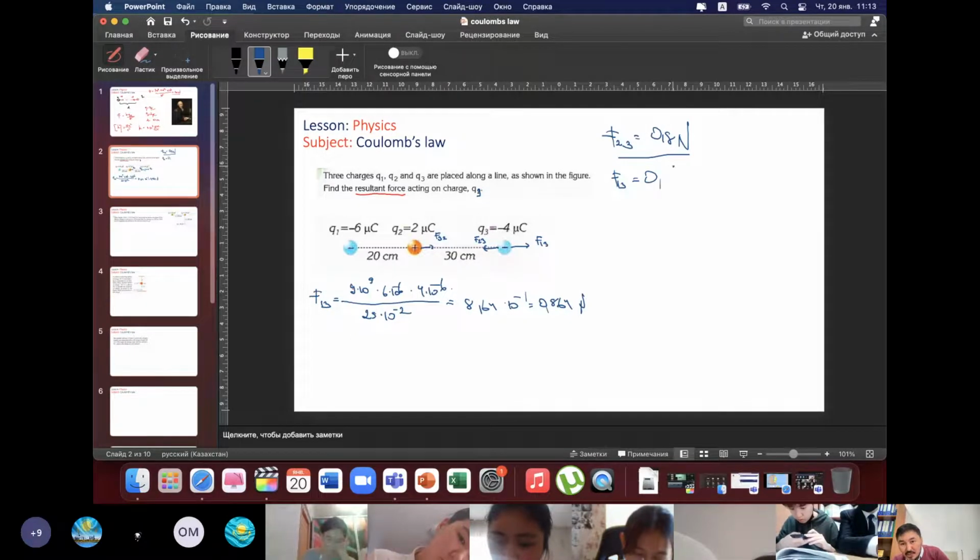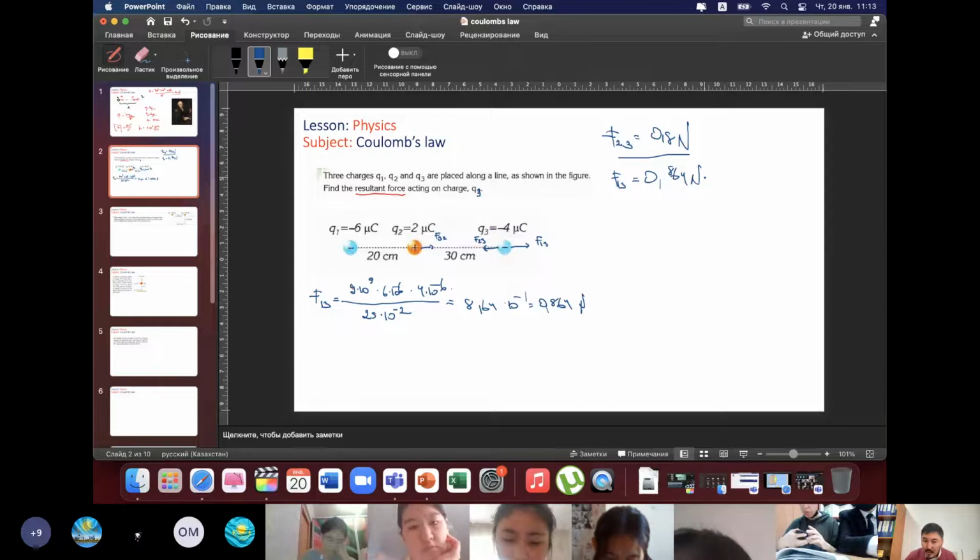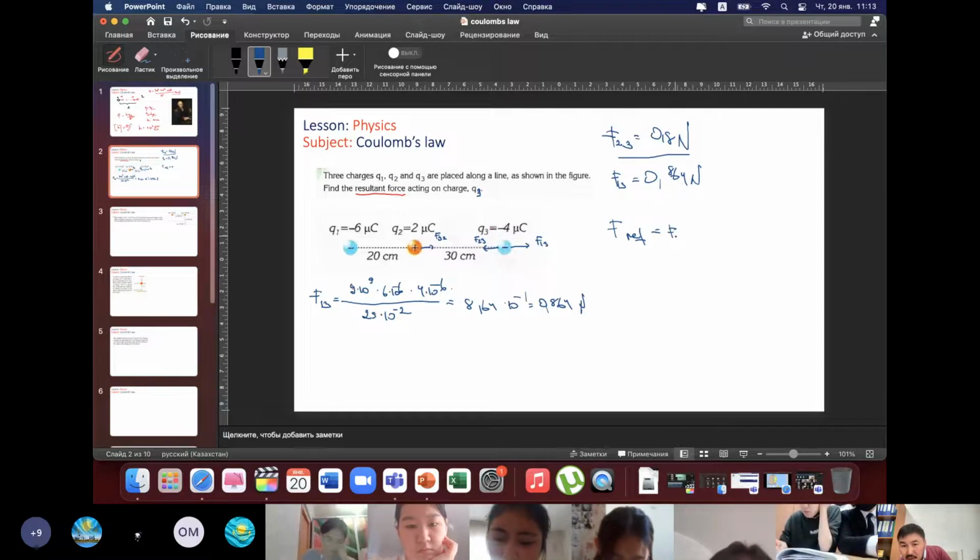Which of them is greater? The second one. Now find F net. How can I find the F net? F2 minus F3. How much will it be?